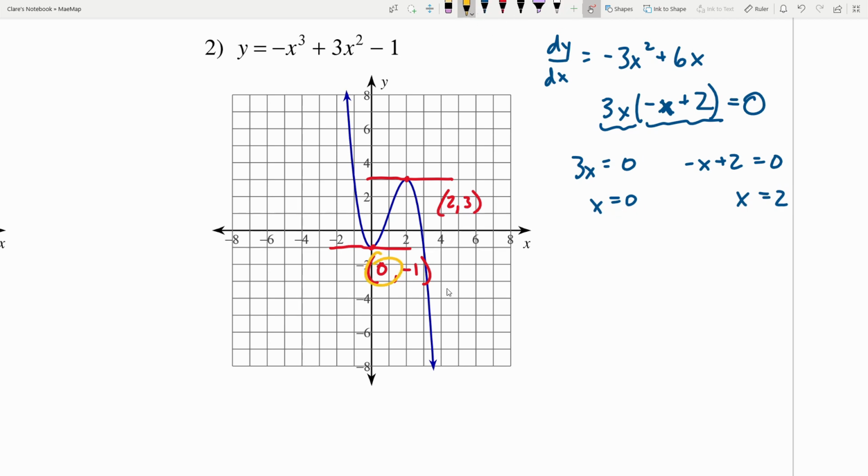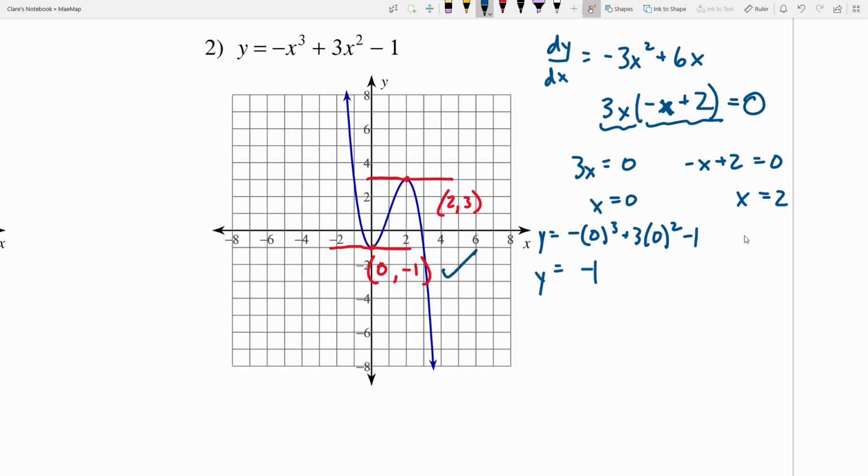X equals 0 and x equals 2 gives us our two individual points where the tangent line is horizontal, but not the full point. We only have the x coordinate of that point. So let's plug 0 and 2 into the original function to solve for y. So in the case of plugging in 0, y is going to equal negative 0 cubed plus 3 times 0 squared minus 1, which, 0 plus 0 minus 1, gives us a negative 1. So when x is 0, y equals negative 1.